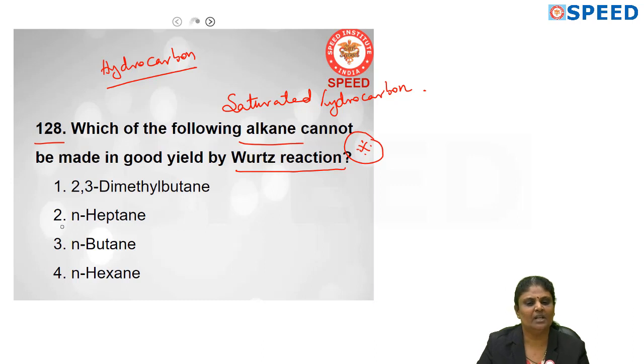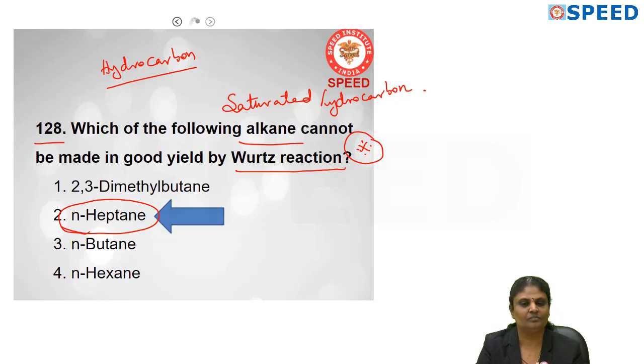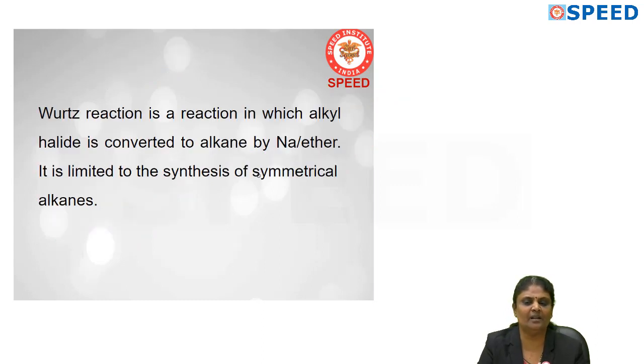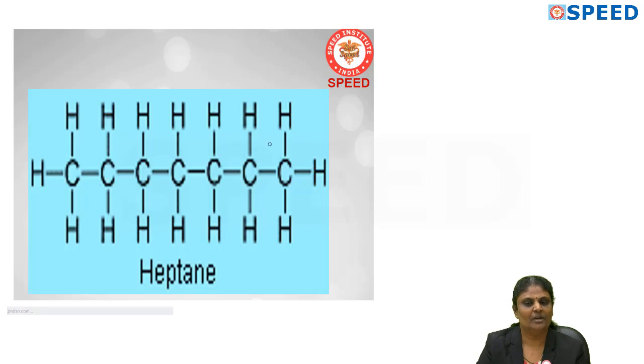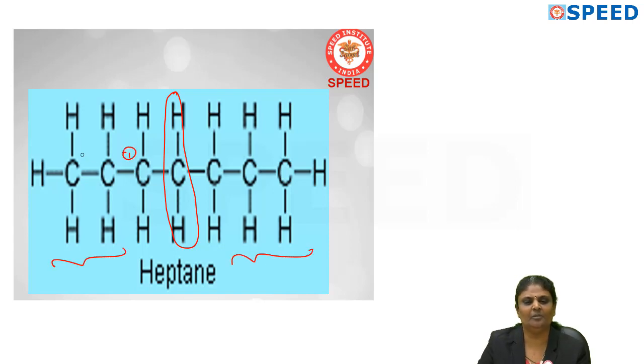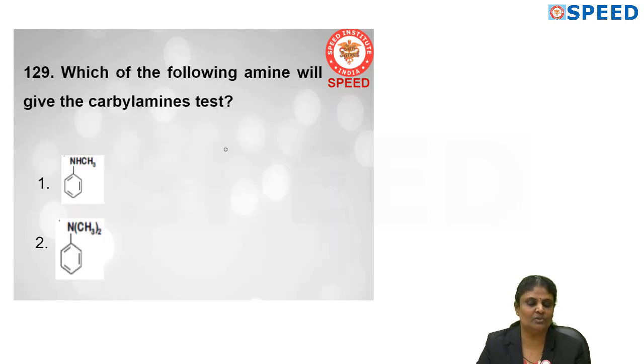I think here n-heptane is the correct one. So which cannot be prepared effectively by the Wurtz reaction is the correct one because this is symmetrical. Heptane means carbon 7. Okay, consider this one. So take this CH2. Here CH3, 3 carbon atoms and 3 carbon atoms. So this is symmetrical. So this is not effective to synthesize by using this Wurtz reaction.